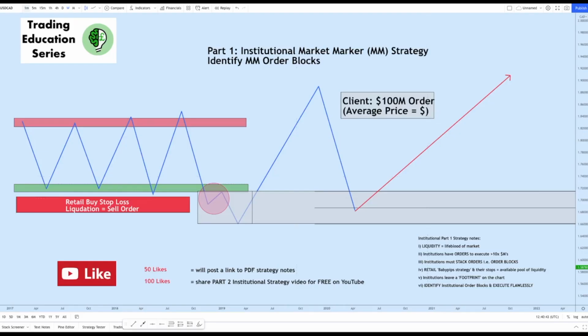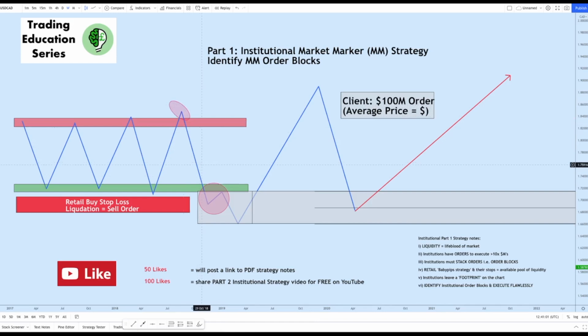So let's set the scene in terms of this diagram and what it is trying to explain. We've got a period of consolidation, which we can see quite clearly. We can see the line spiking in and out. We can see a bit of a spike up here. This would probably have caused a retail buying frenzy, and guess what? They would have been swiftly stopped out.